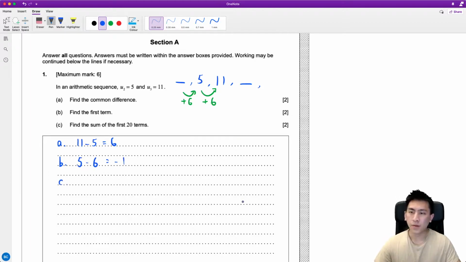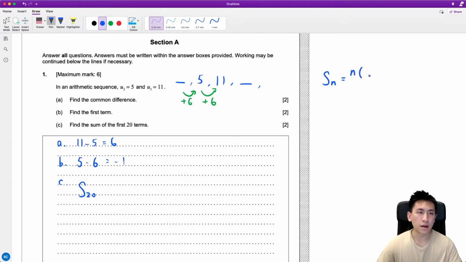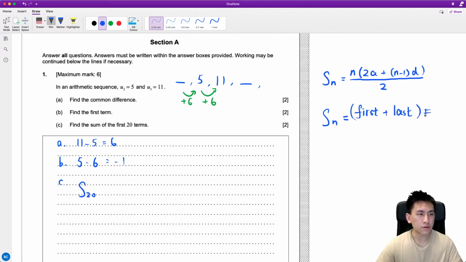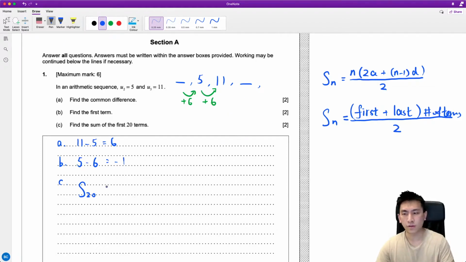Part C, find the sum of the first 20 terms. Then you will do the S20. This is probably given in the formula book. I actually do not know, but you should have this in your head anyway, right? So the sum of the first n terms in an arithmetic sequence is n times (2a plus (n minus 1)d), and then close the bracket, the whole thing over 2. Another way, by the way, to remember this sum is actually the first term plus the last term, times the number of terms, divided by 2. So sometimes this one will come in a bit more handy than the other one, but of course in this case I think the first one is the easiest.